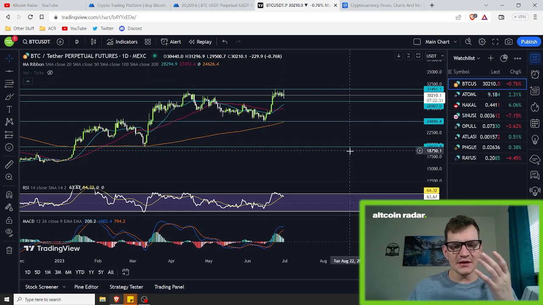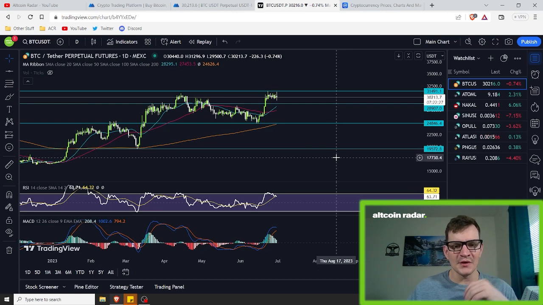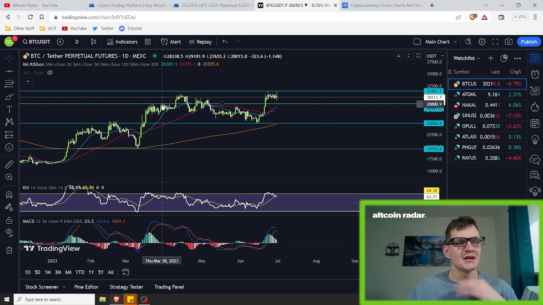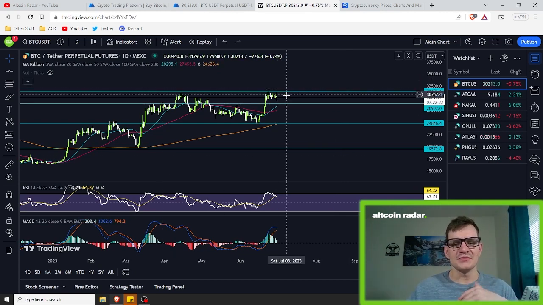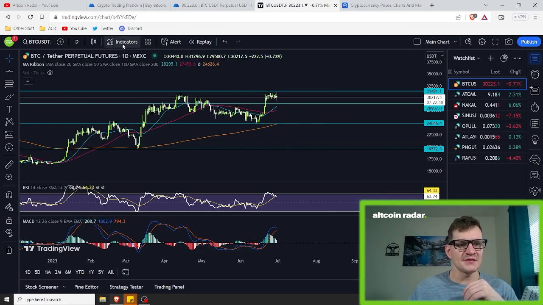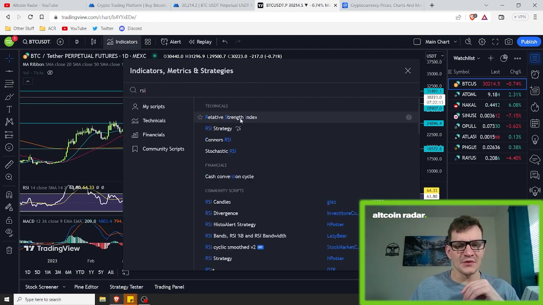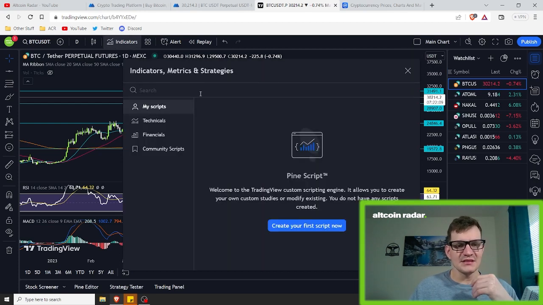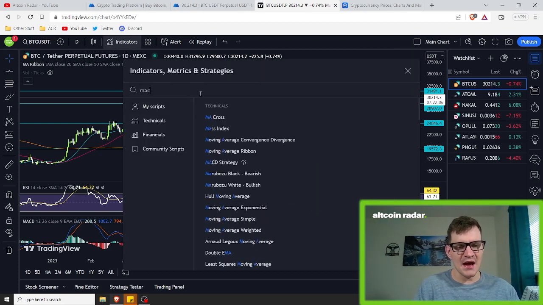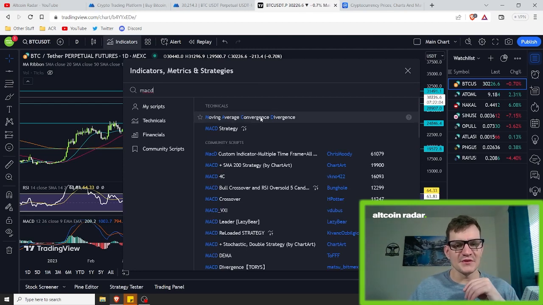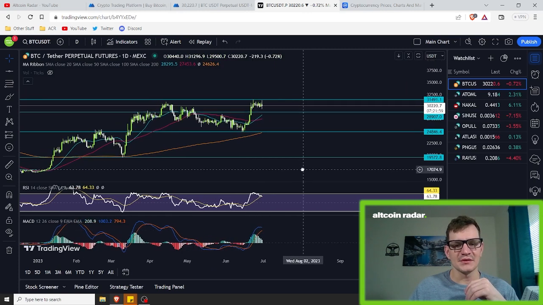For those of you who may not know how to, if this is your first time learning about anything in crypto trading, and you're not familiar with TradingView and you don't know how to add these indicators, you simply go to this button up here that says indicators, and you can type in just RSI, and you will want to click on relative strength index, and that will bring up the RSI. And for MACD, same thing. You go to here and you type in MACD, and it's moving average convergence divergence, and you'll just click on it and it will add it right below down here.